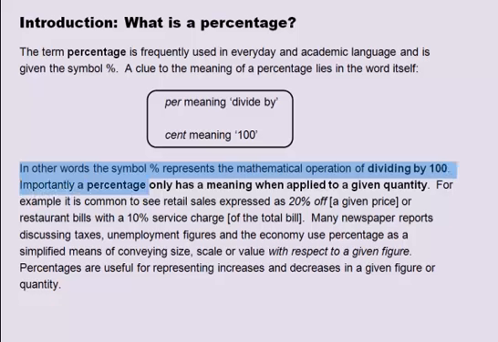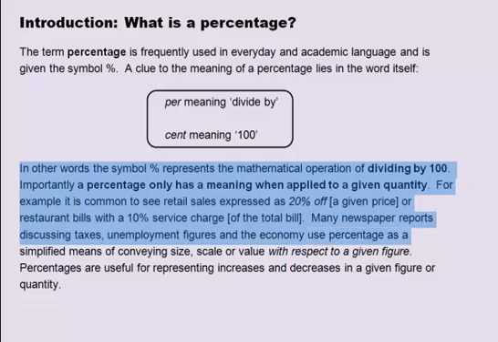Importantly, a percentage only has a meaning when applied to a given quantity. For example, it is common to see retail sales expressed as 20% off a given price, or restaurant bills with a 10% surcharge of the bill. Many newspaper reports discussing taxes, unemployment figures and the economy use percentage as a simplified means of conveying size, scale or value with respect to a given figure. Percentages are useful for representing increases and decreases in a given figure or quantity.